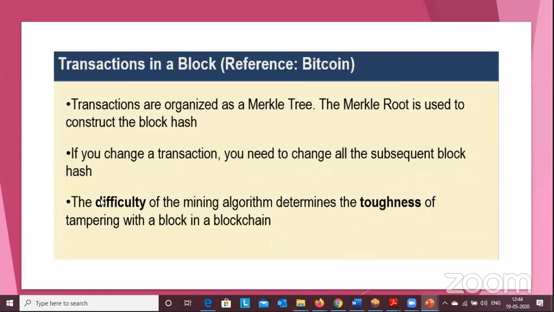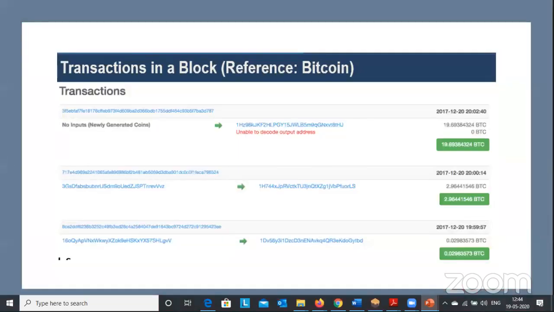On the next slide, transactions are organized as a Merkle tree. If you change a transaction, you need to change all the subsequent block hashes, which makes it difficult to modify a transaction in the blockchain network. Here we have one slide showing how a transaction looks in Bitcoin. There are public addresses, so we cannot know who the user is or where he is sending the cryptocurrencies.